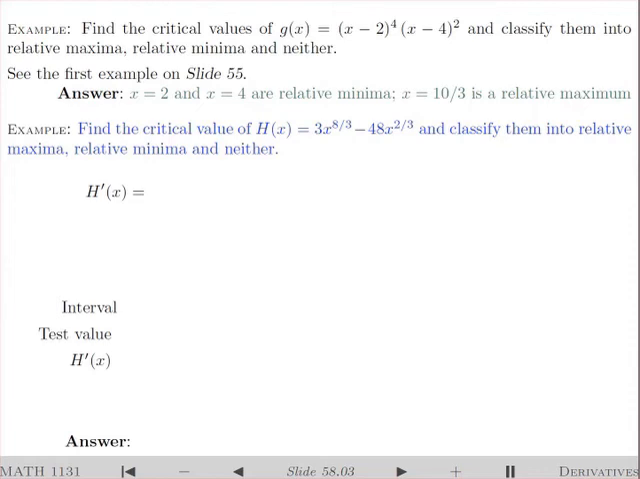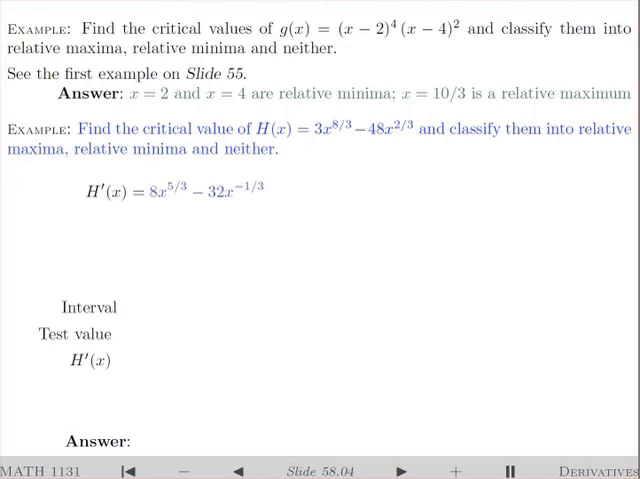Finding the derivative is easy because all I have to do is the power rule. Derivative of 3x^(8/3) is 3 times 8/3, x to the power 8/3 minus 1. 3 times 8/3 is 8, 8/3 minus 1 is 5/3. For the second term, I have minus 48 times 2/3 x to the power 2/3 minus 1. 48 times 2/3 is 32, and 2/3 minus 1 is negative 1/3.